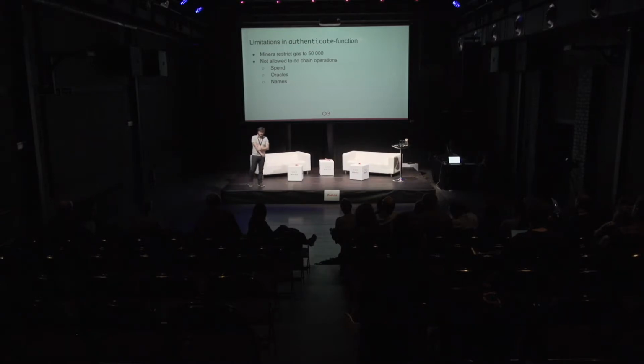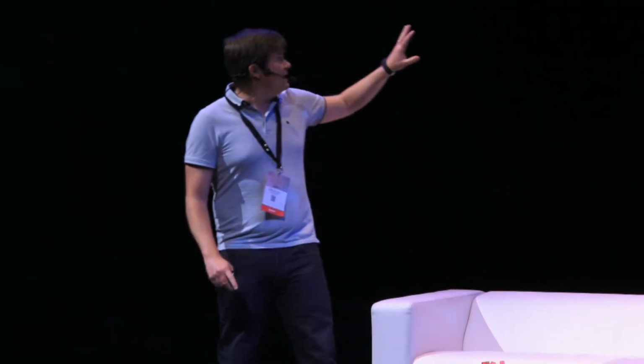There are a few limitations to this, because if there were no limitations, then the generalized account's authentication function would virtually be a contract call. And that would mean we would have to price it as a contract call. And contract calls are a bit expensive. So by making some limitations, we are able to make them slightly cheaper, or quite a lot cheaper, which is better. So the miners will restrict the gas that an authenticate function can use. So no more than 50,000 gas for your authentication. And you also can't do any chain operations in the authentication function. So you can't spend your funds, you can't create oracles, you can't register a name, and some other operations. For a good reason, they really have nothing to do with authentication, but just to make it clear.